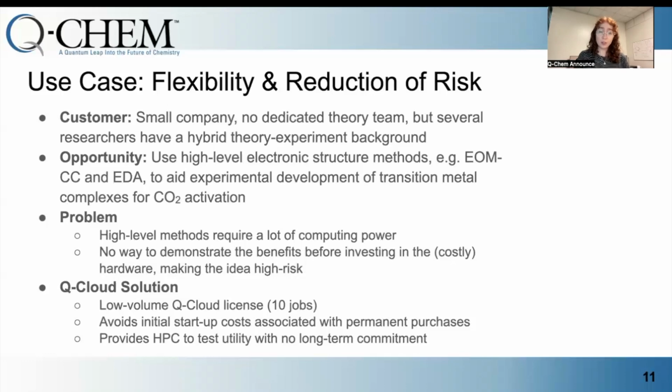The solution would be to buy a low-volume Q-Cloud license where you're only running about 10 jobs at once, and basically rent out the AWS hardware. This significantly reduces the initial startup costs of this venture, and it also provides high-performance utility without any long-term commitment on the company's part. So if the company decides it's not working for them, they can just choose not to continue, and they won't have a bunch of extra hardware or a permanent license lying around.